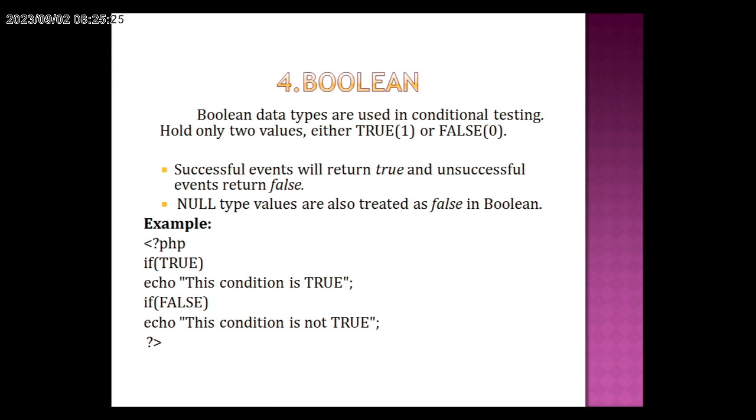So this is the example. If the condition is true, the echo print statement is printed, the condition is true. If the condition is false, then the statement printed is the condition is not true, otherwise false.